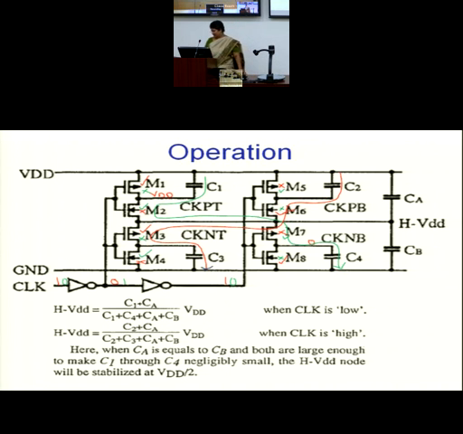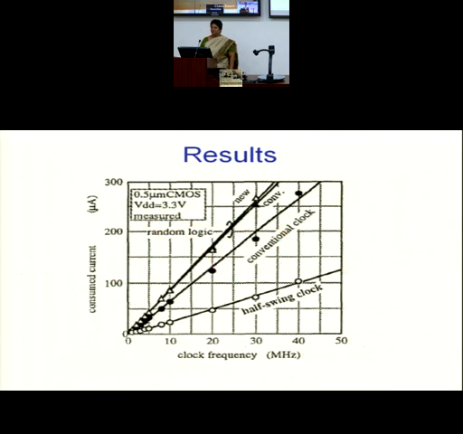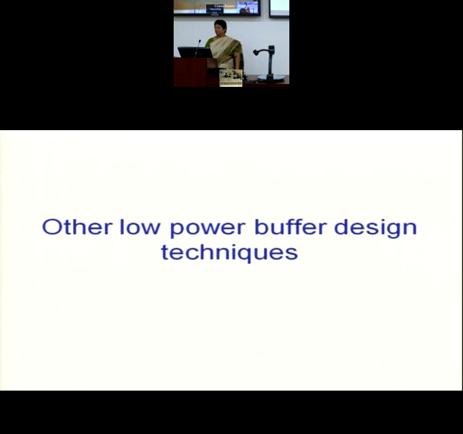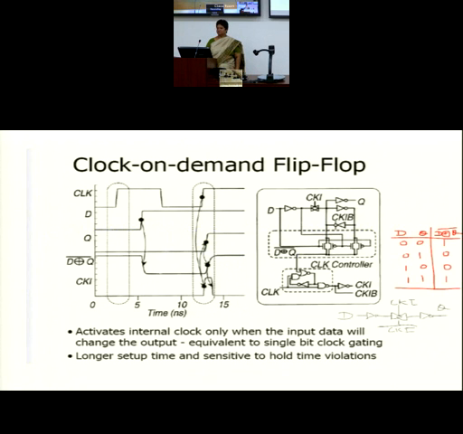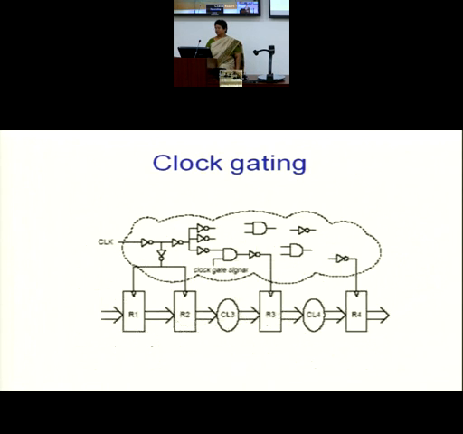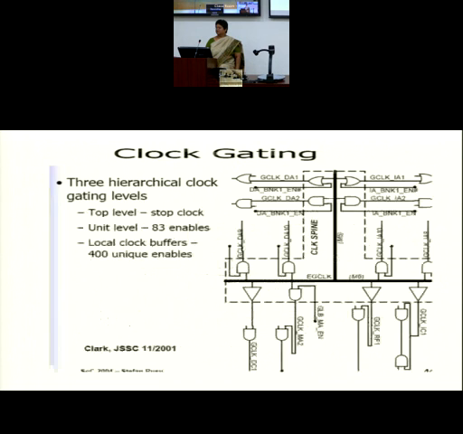So this is known as a half-swing clocking scheme, and it was reported at that time that the power consumption reduces drastically in comparison to the other strategies that were in use at that time. There are other low power buffer designs: clock on demand, as I said, clock gating is one of the clock on demand techniques, dual edge triggered flip-flop, clock gating as I said.